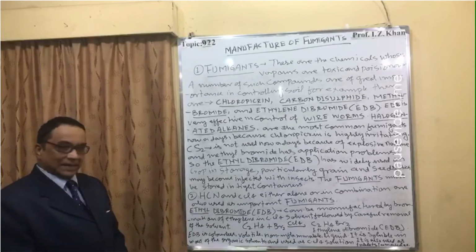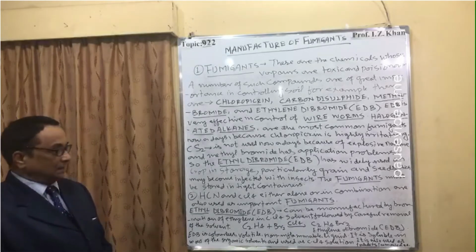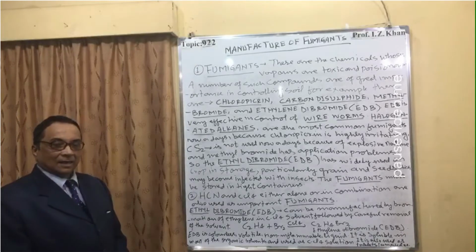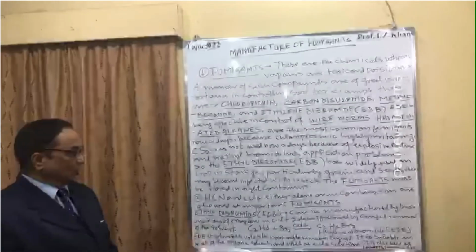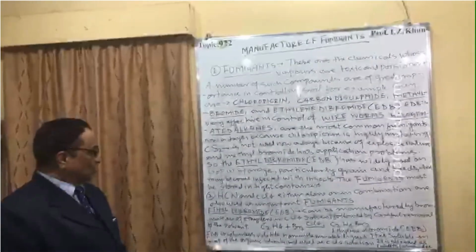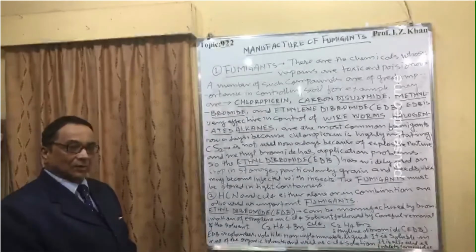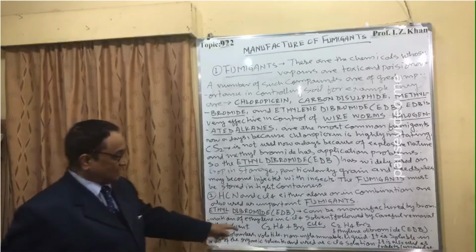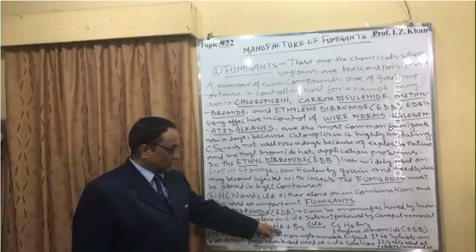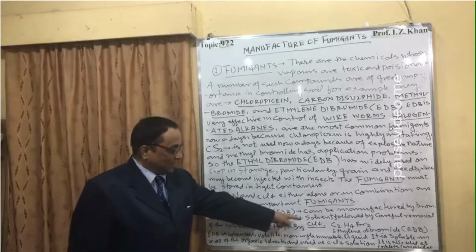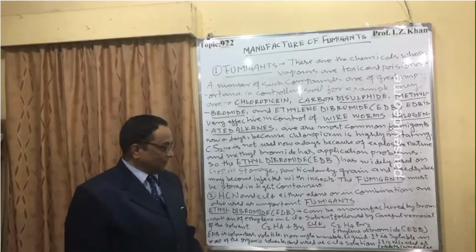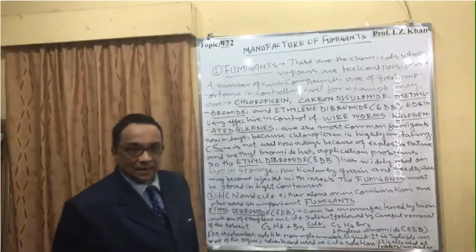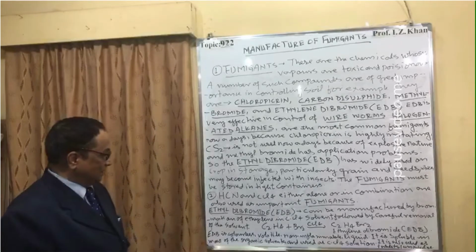Ethyl dibromide, that is EDB, can be manufactured by bromination of ethylene in presence of carbon tetrachloride as a solvent, followed by careful removal of the solvent. Once the solvent is carefully removed, we will get ethyl dibromide. So the reaction is C2H4, your ethylene, plus Br2, bromine, in presence of carbon tetrachloride as a solvent, gives C2H4Br2, and this is your ethylene dibromide, that is called EDB.